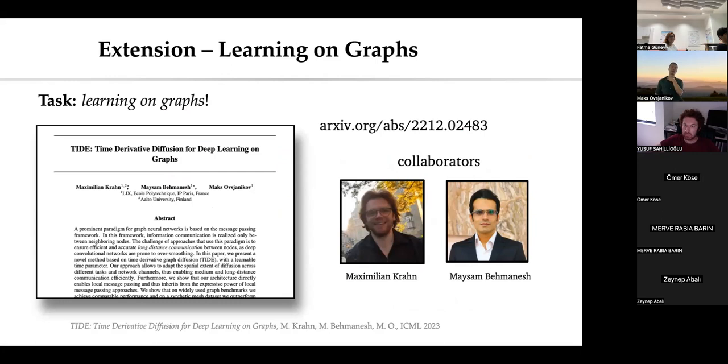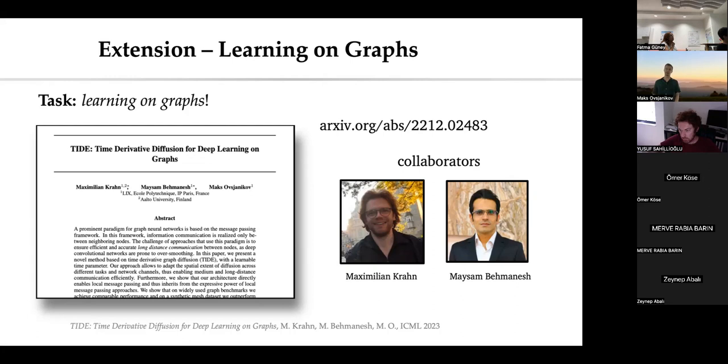And graphs, of course, are very prevalent. You can model many interactions as a graph, right? So if you can do learning on a graph, it's very powerful. So we have this paper called Time Derivative Diffusion for Deep Learning on Graphs, and this was joint work with an intern, Max Grant, and a postdoc in the group.